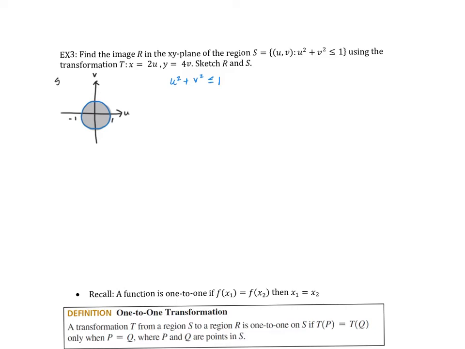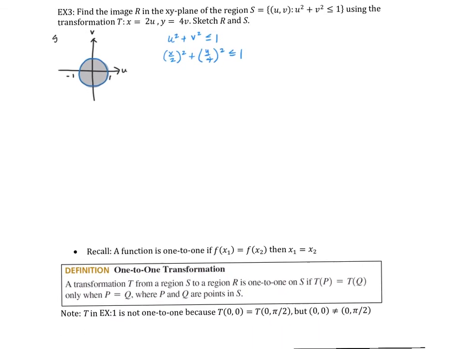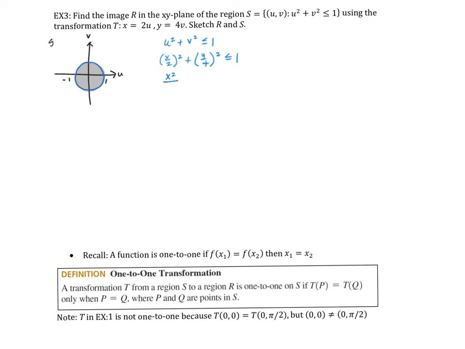So I want to find R using this transformation. The transformation is that x is equal to 2u. So if x is equal to 2u, then u is equal to x over 2 squared, plus y is equal to 4v, so v must be y over 4 squared. Getting rid of the parentheses, this is x squared over 4 plus y squared over 16 less than or equal to 1. So if you recognize this, this is an ellipse. That's the outer part, the equal to 1 portion. But since it's less than or equal to 1, then it's everything inside as well.